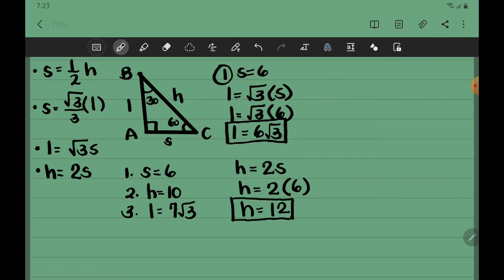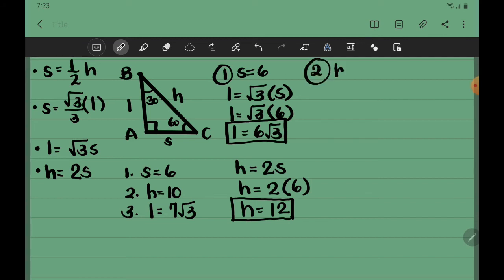So, according sa 30, 60, 90 theorem, yung shorter leg, lagi lang siyang kalahati ng hypotenuse. So, kita natin na yung hypotenuse natin is 12. So, yung kalahati niya is 6. So, tama. Let us try to answer number 2.